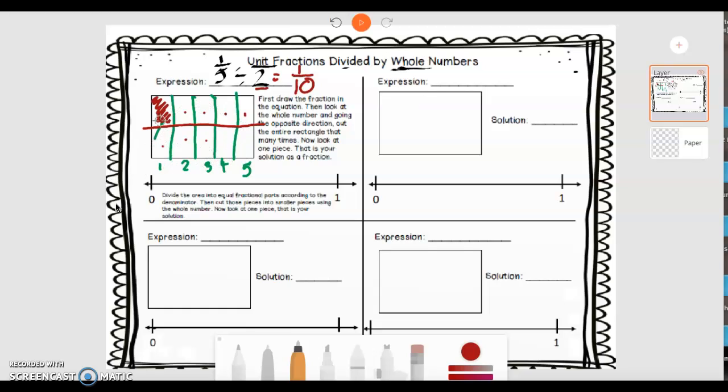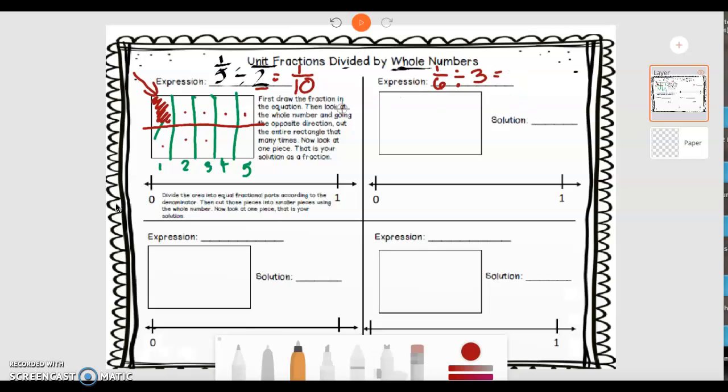Again, I took the entire thing, cut it into fifths because that was my unit fraction, and then I divided it into 2 equal parts with my horizontal line, and then looked at just the one section. That one unit is 1/10. Let me show you another one quickly over on this side so that you can see what it looks like. This one, I'm going to do 1/6. This is my unit fraction divided by 3.